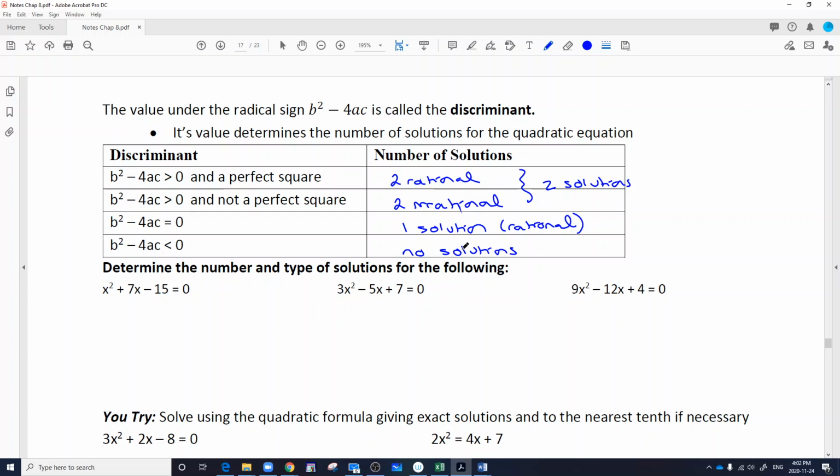But this is Math 50, and I think it's enough to know that if it's positive, you have something to add or subtract. There's 2 solutions. If it's 0, you have nothing to add and subtract, so you get 1 solution. And if it's negative, you can't add or subtract an imaginary number, so you get no solutions.